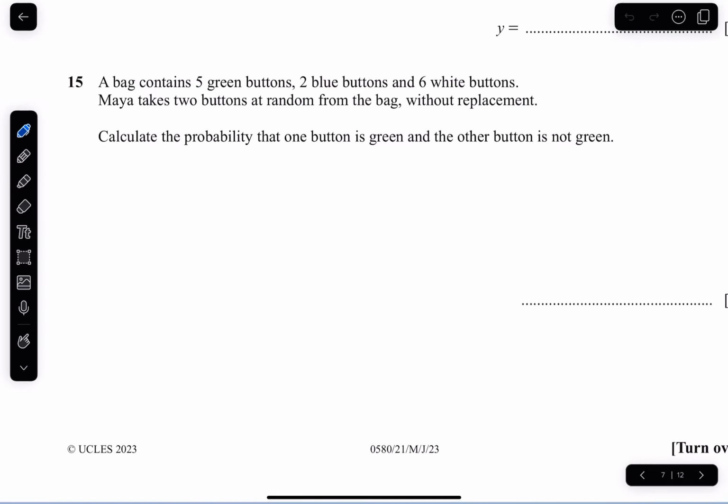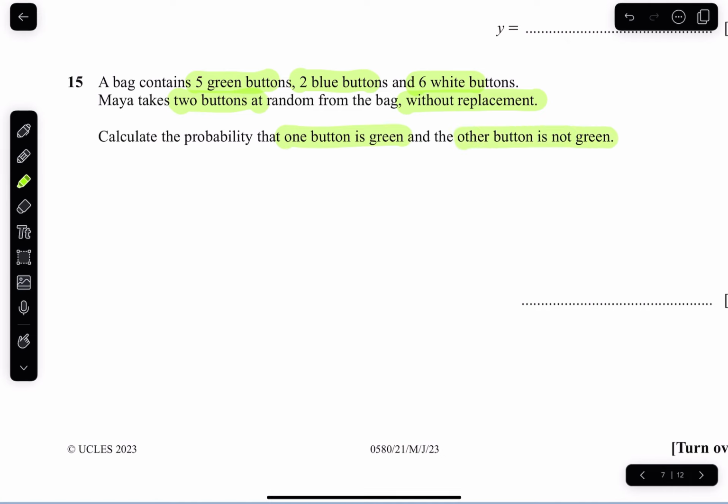Now, for question number 15, a bag contains 5 green buttons, 2 blue buttons, and 6 white buttons. So let's highlight this: 5 green, 2 blue, and 6 white. Maya takes 2 buttons at random without replacement. Calculate the probability that one button is green and the other button is not green.